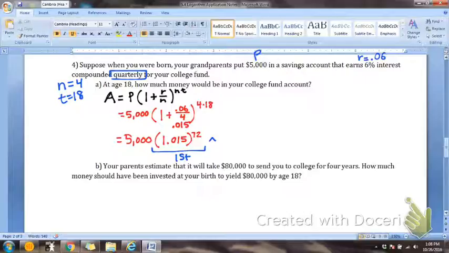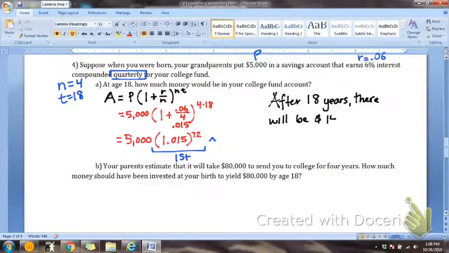So again, we write it in a sentence. After 18 years, there will be $14,605 and what did I say? 78 or 79? 79 cents in the account.